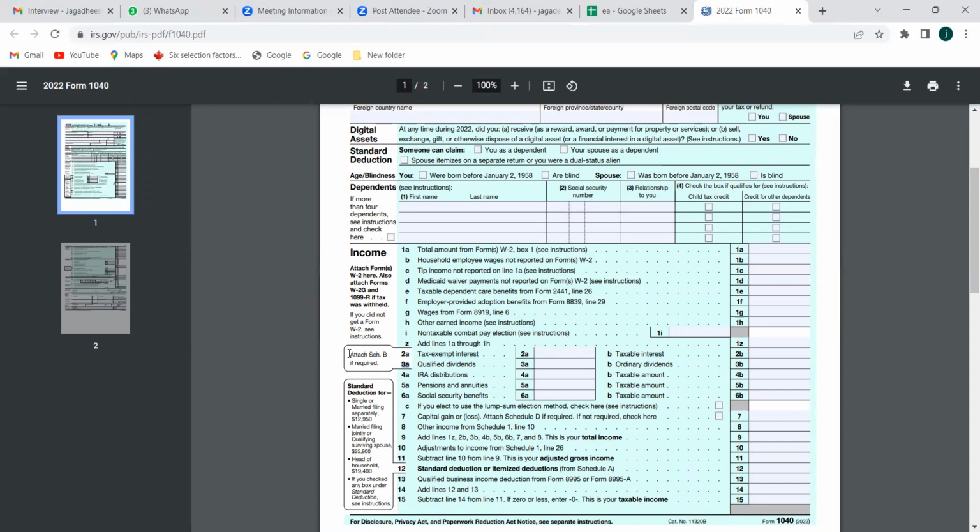So interest income you can see on the left side, attach Schedule B if required. This is the point you need to note down. Here there are two aspects, 2A and 2B. 2A is exempt interest and 2B is taxable interest. So how many types of interest? 2A and 2B, exempt interest and taxable interest. And one more point, for this you need to attach Schedule B if required. So note these points down.